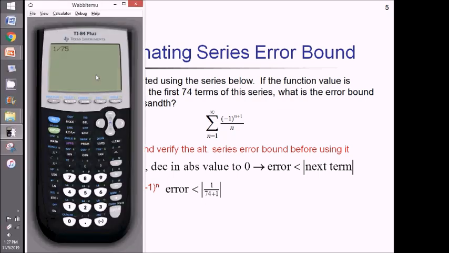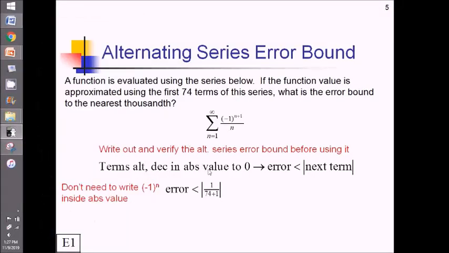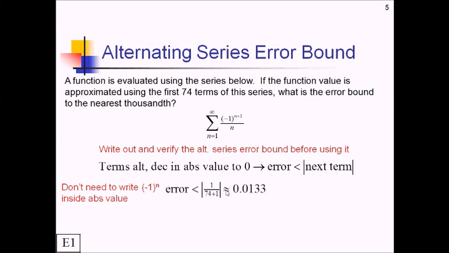So 1/75th on the calculator comes out to about 0.0133 if we take it out to 4 decimals, which we're going to do because they wanted nearest thousandth, 3 decimals. So should we round this off and say that the error is less than 0.013? Well, that wouldn't really be accurate because the error is definitely more than that. We've got some more decimals.